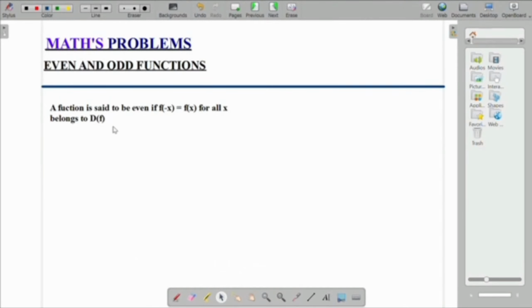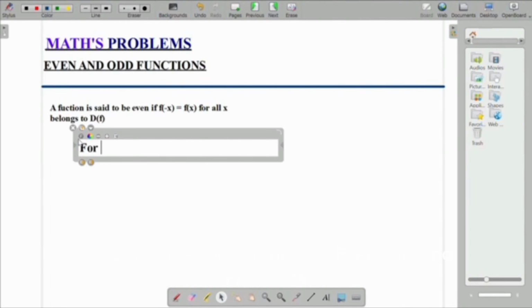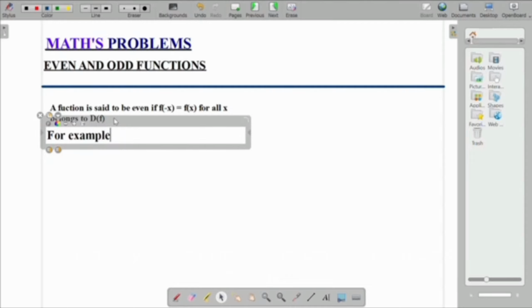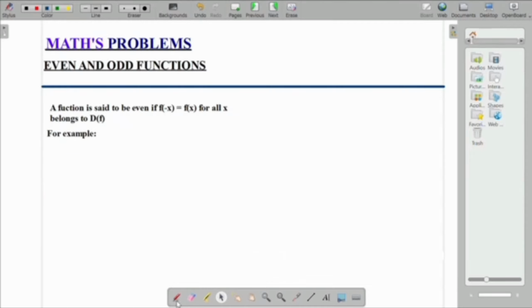Hello everyone. In today's video, we will discuss even and odd functions. So, let's start. First, we will look at the definition of an even function.